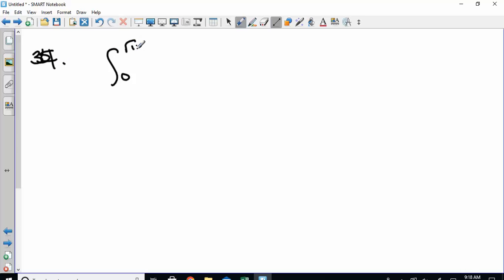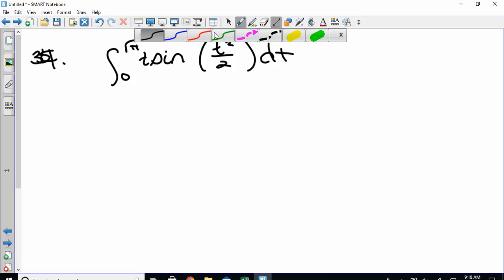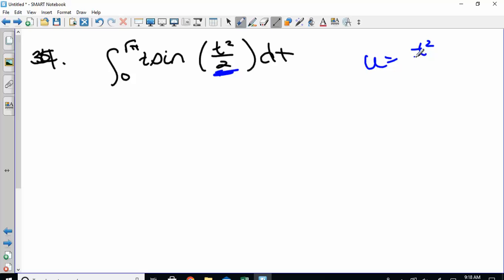We have the integral from 0 to the square root of pi of t times the sine of t squared over 2 dt. So u is your inside. So that's my t squared over 2. Du. So the 2 would come down, so it would be 2t over 2, which is just t, and that gets a dt. So the t and the dt get replaced with this.